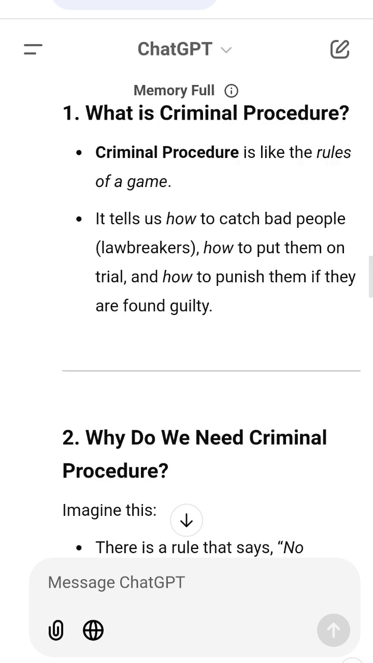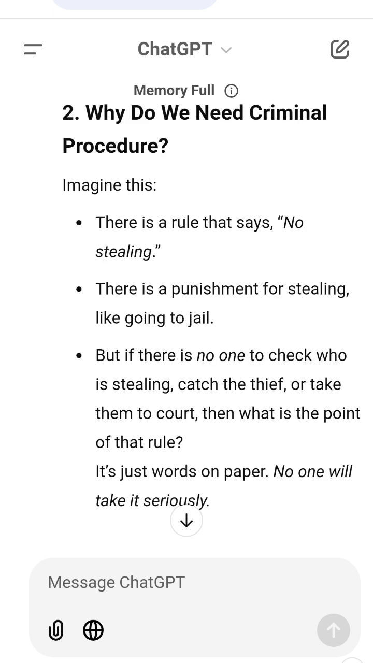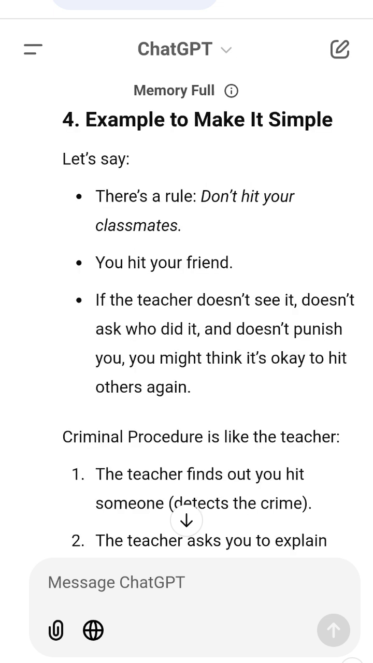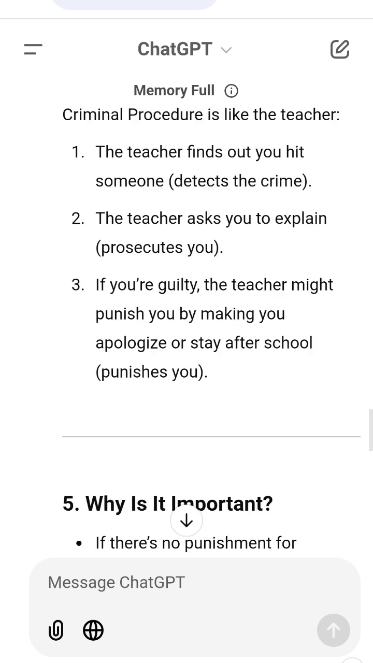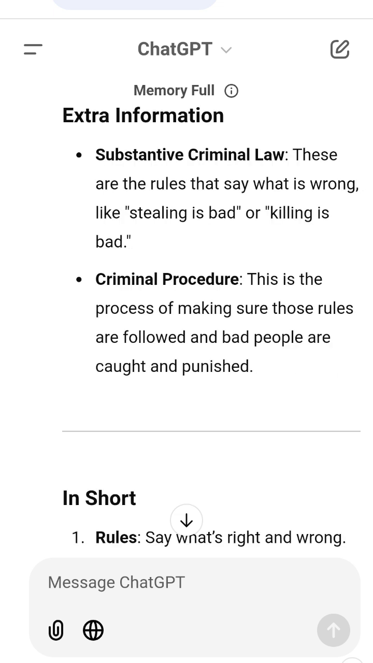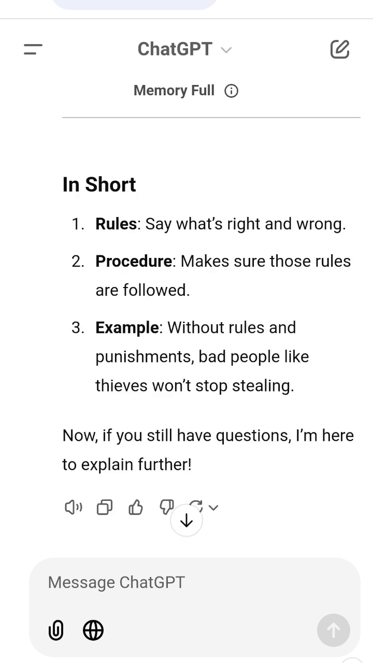Extra information. Substantive criminal law. These are the rules that say what is wrong, like stealing is bad or killing is bad. Criminal procedure. This is the process of making sure those rules are followed and bad people are caught and punished. In short, 1. Rules. Say what's right and wrong. 2. Procedure. Make sure those rules are followed. 3. Example. Without rules and punishments, bad people like thieves won't stop stealing. Now, if you still have questions, I'm here to explain further.